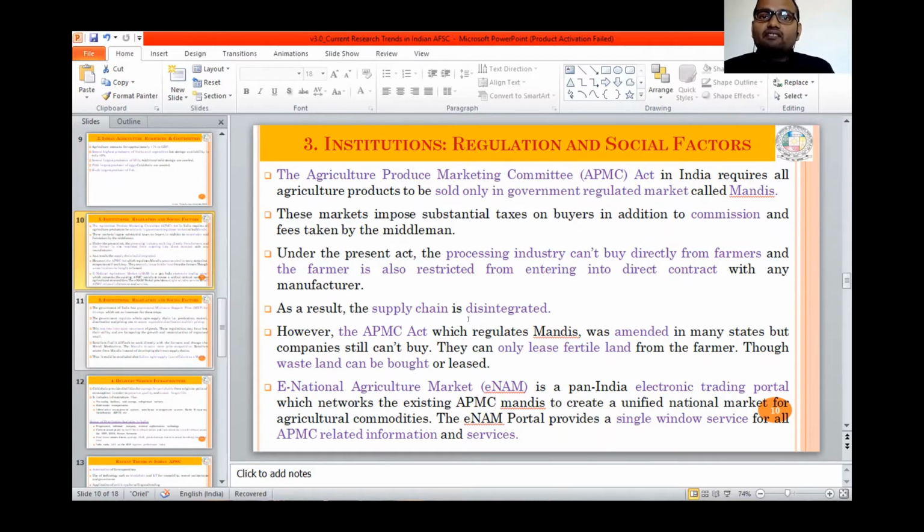Recently, the government has started some very good initiatives, like creating the National Agriculture Market, which is a pan-India electronic trading portal that has integrated all the APMC mandis, the markets, into the online channel, and there they provide a unified national market for all agriculture commodities. Through this, many stakeholders like farmers and even the consumers have benefited, since they are moving toward digitization, and the current government focus is also on digitization, as various schemes have been launched like Digital India. This eNAM portal provides a single window service for all the APMC related information and services. So this is a very good recent advancement in the Indian context.